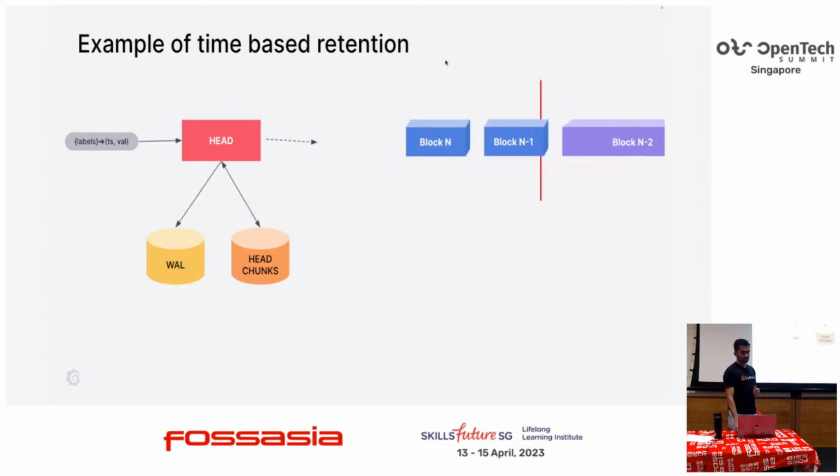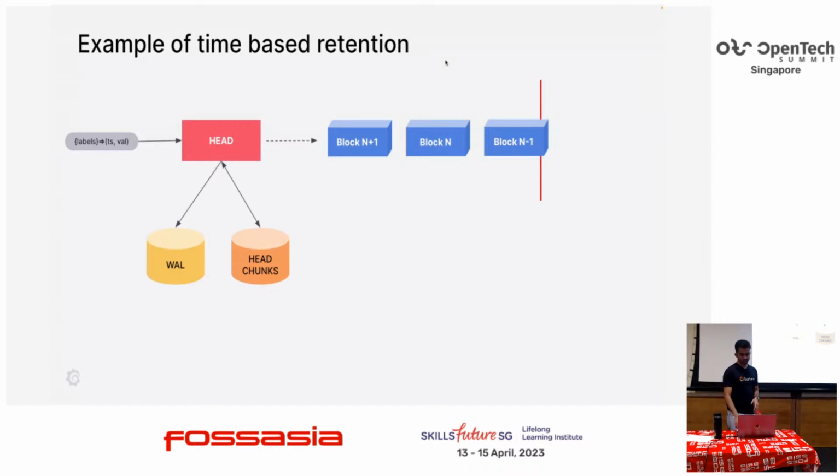So once we add more data and create more blocks, and the block goes outside the retention range, it is simply deleted. There is no waiting. As soon as new blocks come up, the old blocks go outside the retention range, and the data block is just removed from the system. Okay, so this is at a high level how TSDB works.